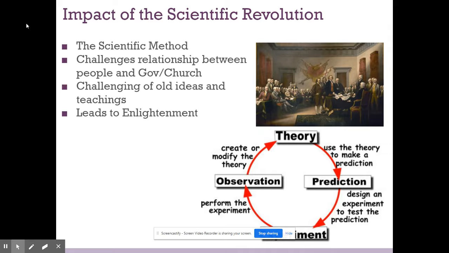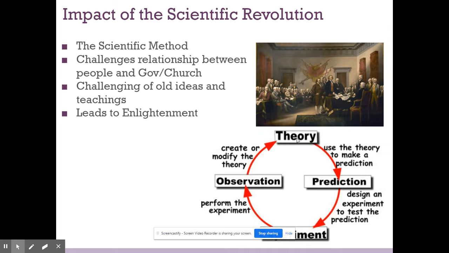It's going to challenge those old ideas and teachings that kings used to make it so they were 100% in charge. But it's also going to lead to the Enlightenment. A lot of people are no longer going to accept the old ways of government. They're going to use the scientific method almost to try and come up with new ways of government. And that's why I put this painting of the American Revolution, because the American Revolution is essentially taking the scientific revolution and applying it to government.